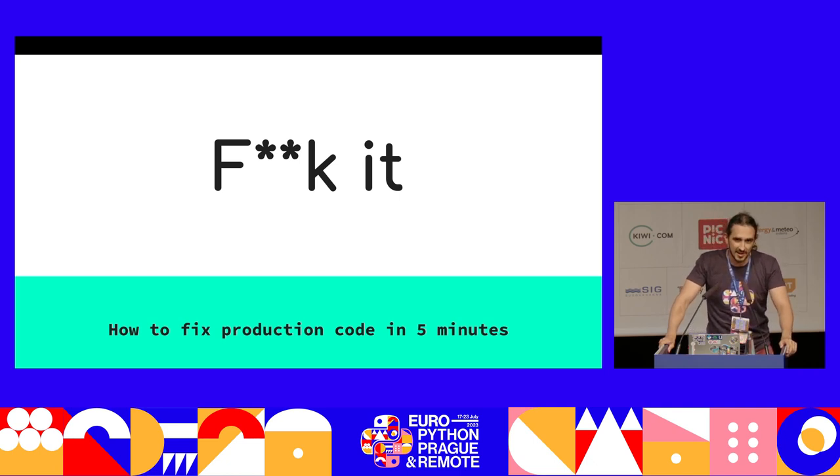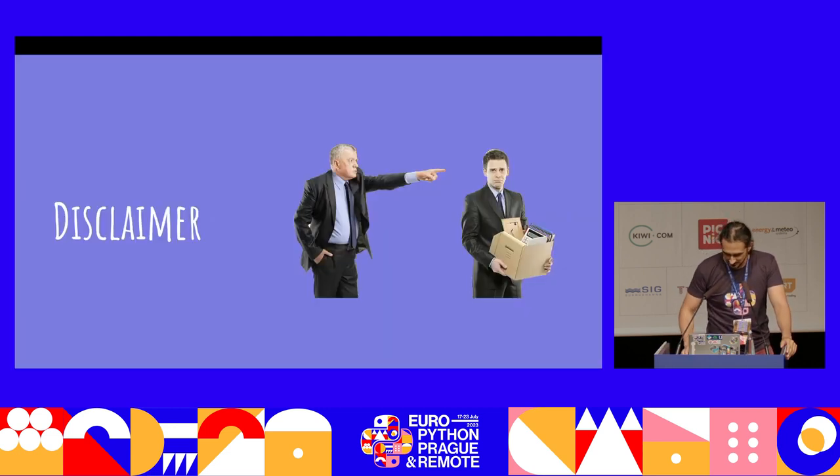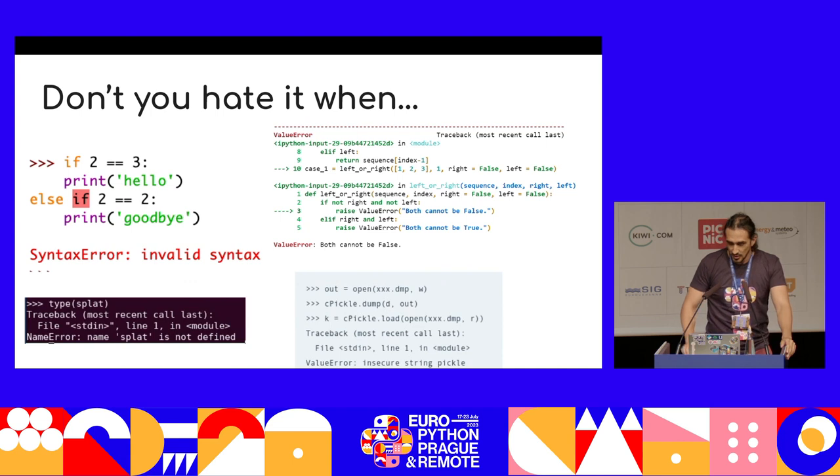So like I said, some of you guys still have bugs in your code. So I'm going to teach you how to fix production code in 5 minutes. Disclaimer, this may get you fired. So don't you hate it when it's 7 p.m., you spent the whole day coding and you've tested nothing because why would you? You haven't used type hinting because your CTO told you not to. And your code doesn't work, it has a bunch of bugs, you just want it to silently work and pass all the tests and go to production.